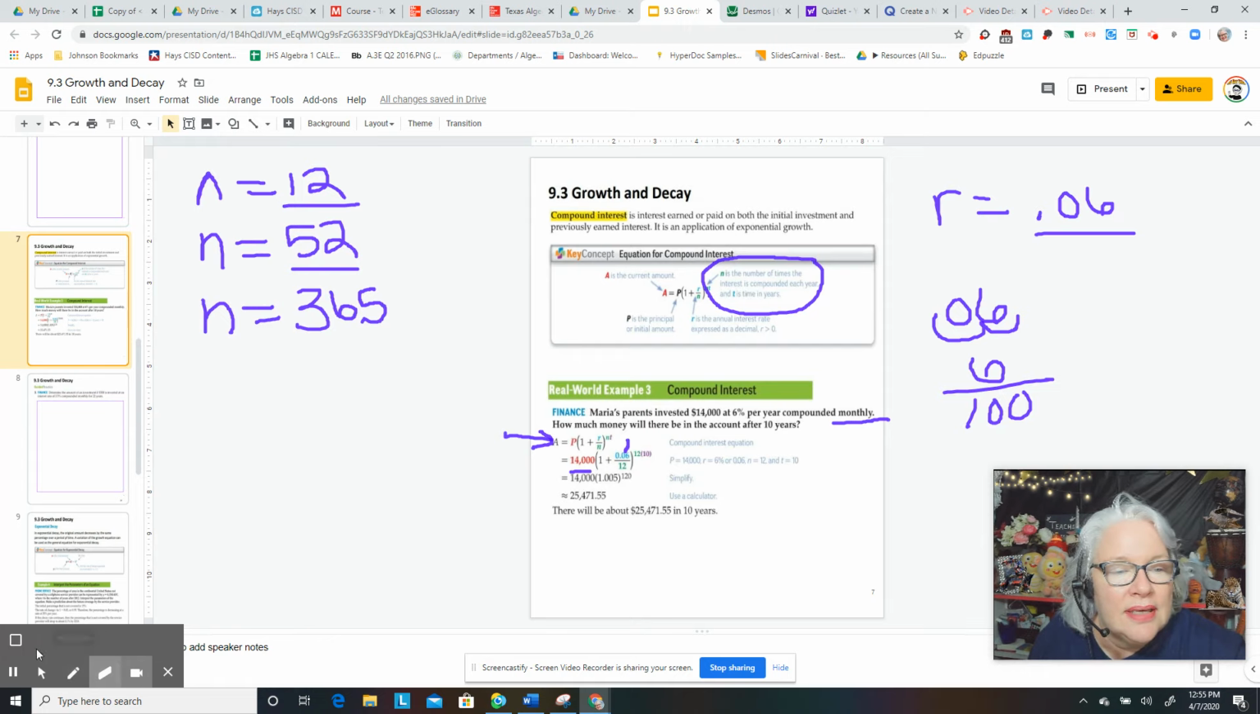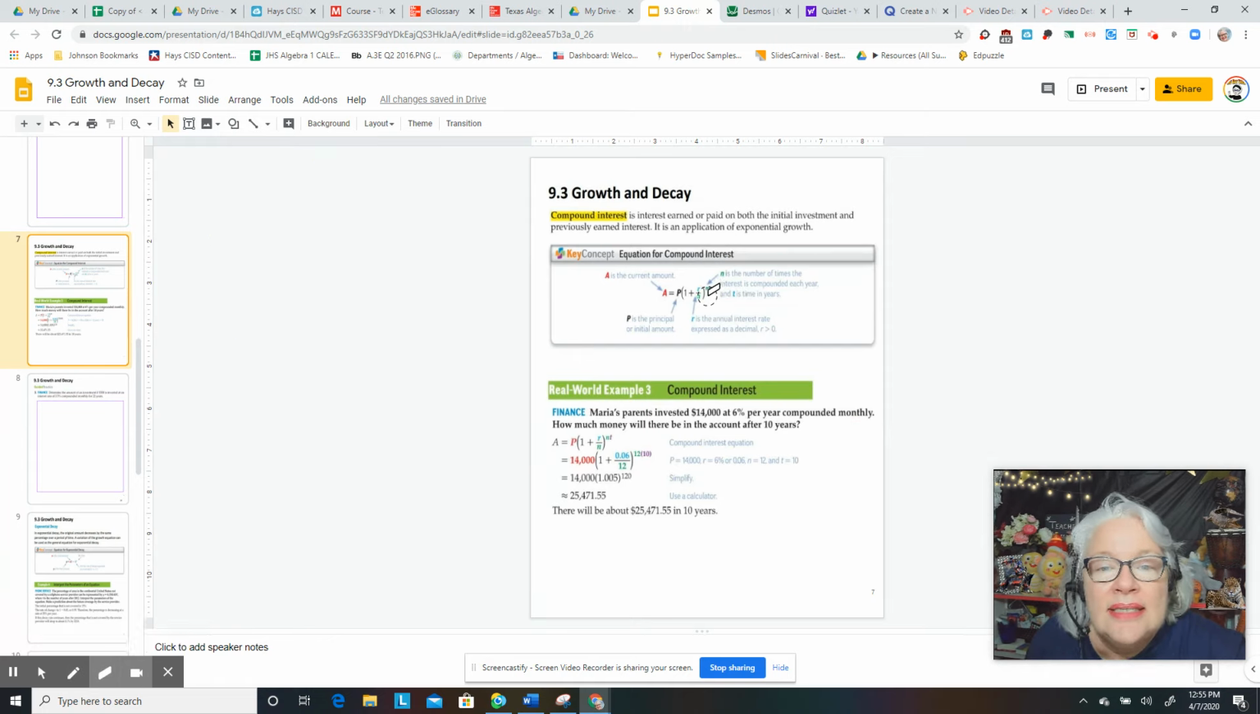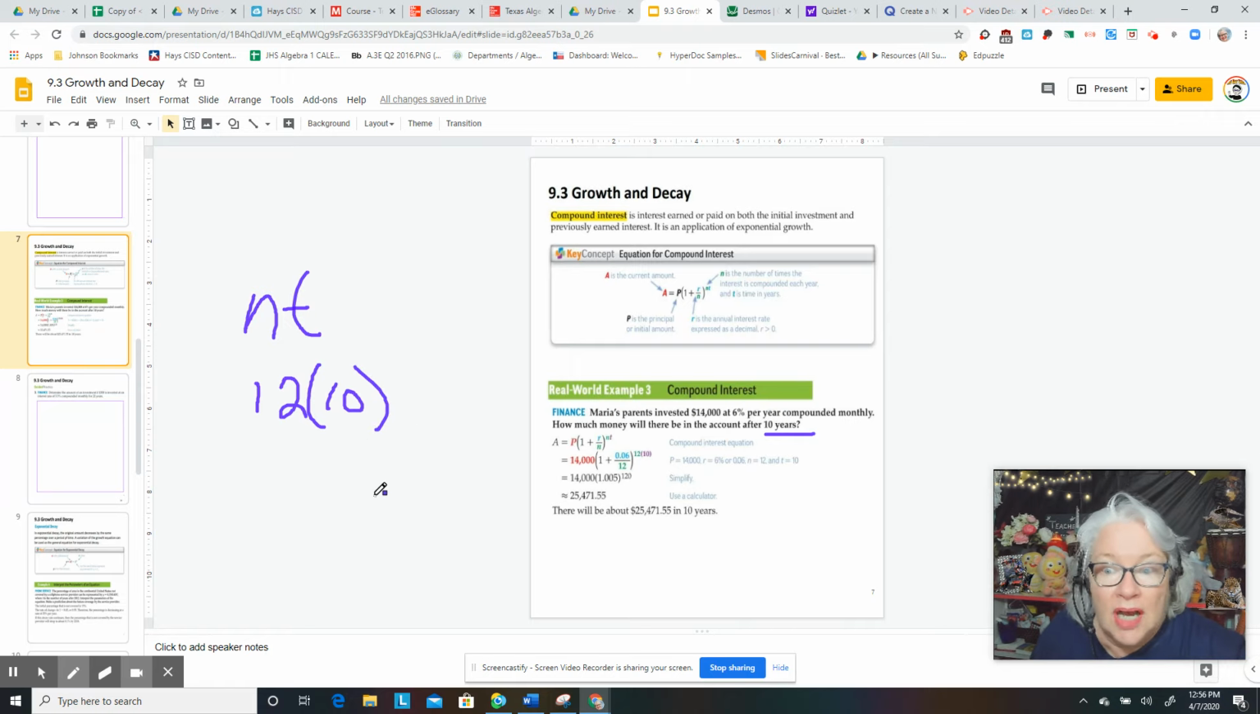let me erase everything. nt, right there, nt. So you put both the n and the t on the outside there. How many times it's being compounded times the time. So 12 times in this problem, 10 years. So pretty much it's being compounded 120 times. Chug out the numbers. Here is your answer. After 10 years, there'll be $25,471.55.